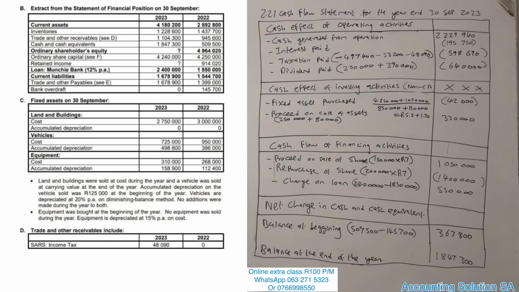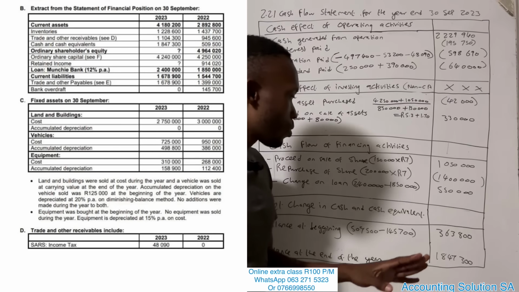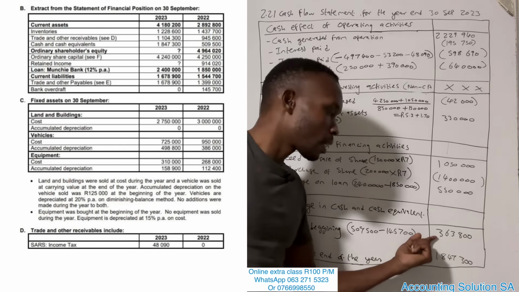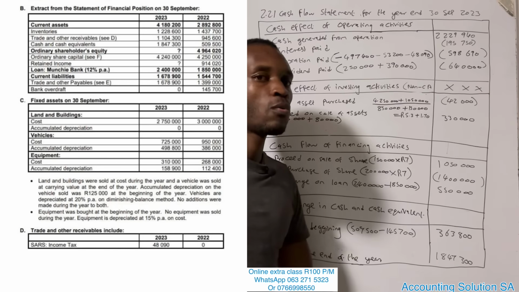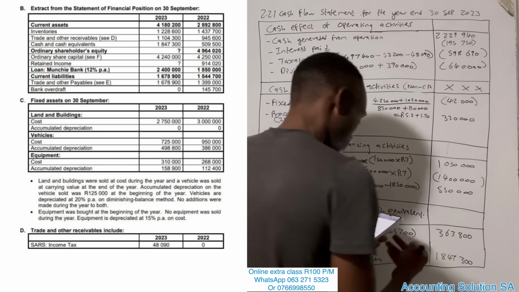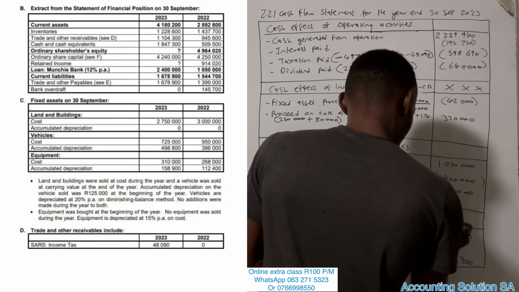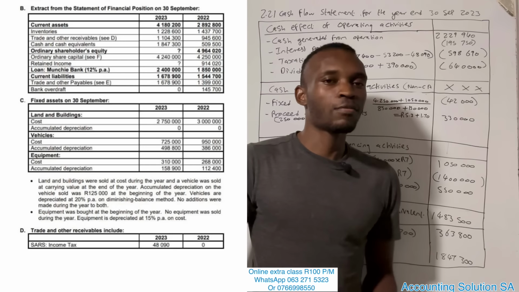Okay, now we need the net change. The net change now is very simple, guys, because we are going up. If this is negative, you add. If it's positive, you subtract. This minus this is going to give you this one because we are doing reverse. If you do that, you're gonna get 1,483,500, because when you go down, you must say this plus this is gonna give you this. Very simple. That's the introduction of cash flow statement.